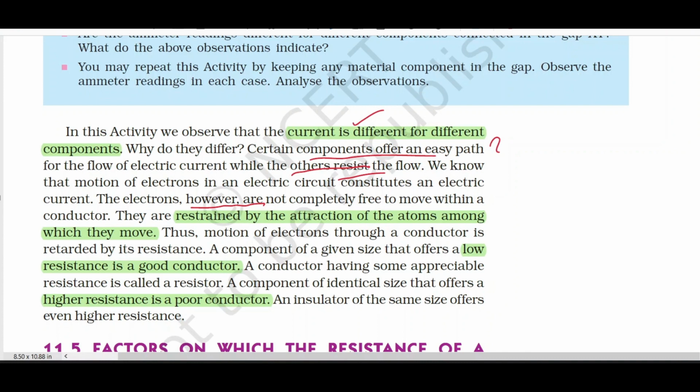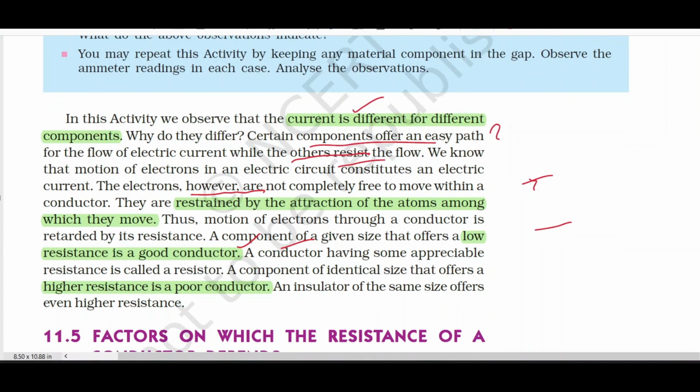A component of a given size that offers a low resistance is a good conductor. तो एक component जो कि लो रेजिस्टेंस ऑफर करता है वो गुड कंडक्टर कहलाता है. A good conductor is one which has low resistance and which easily allows current to flow through it. A conductor having some appreciable resistance is called a resistor. A component of identical size that offers higher resistance is a poor conductor. An insulator of the same size offers even higher resistance. तो जैसे आपकी कॉपर वायर हो गई या एल्यूमिनियम वायर हो गई, all these metallic wires are good conductors. बट जैसे कि आपका ग्लास हो गया या कोई भी नॉन मेटालिक component हो गया, those are poor conductors of electricity, right?